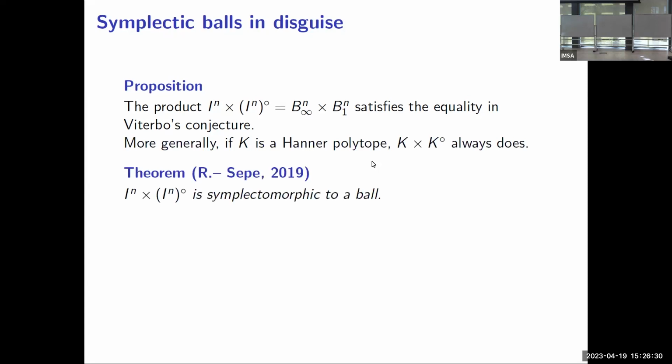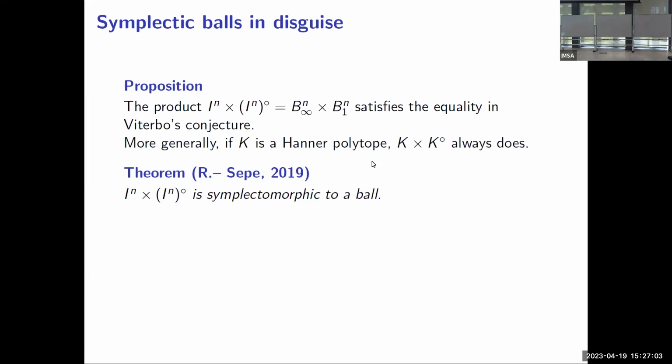Okay. And then the first theorem I want to mention is that I was able to prove with my collaborator Sepe that this product is symplectomorphic to a ball. This is kind of a sanity check, but it's highly non-trivial in a way. Basically we take the product of two polytopes, and I'm saying that's a symplectic ball. A small detail here for the experts is that I don't go all the way to the boundary. So the interior of this is symplectomorphic to the interior of the ball.